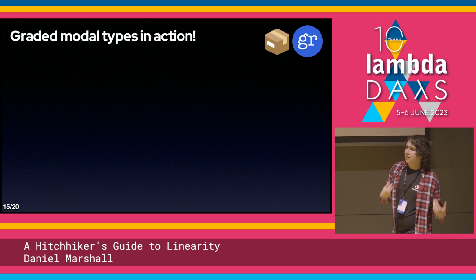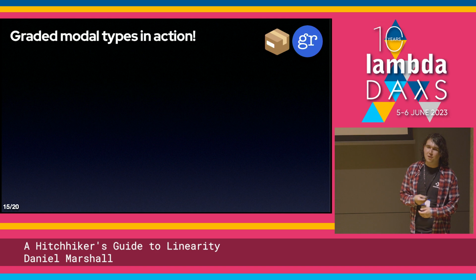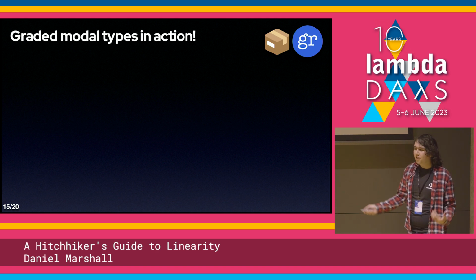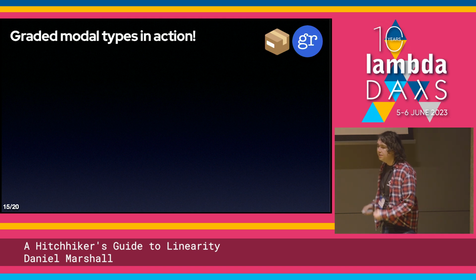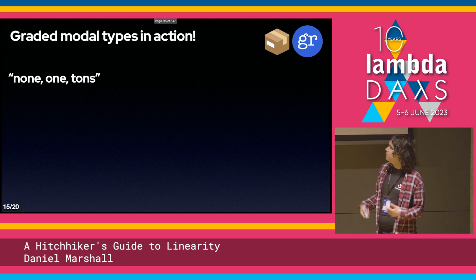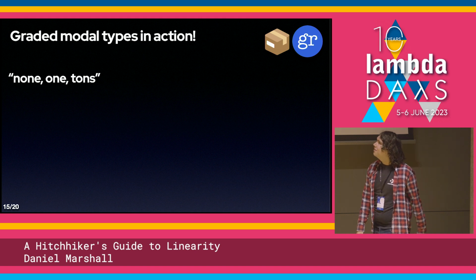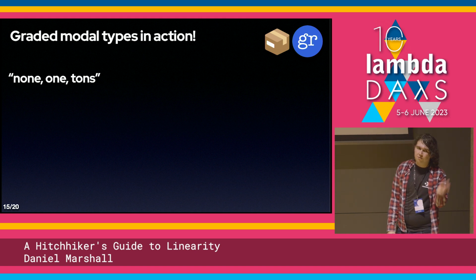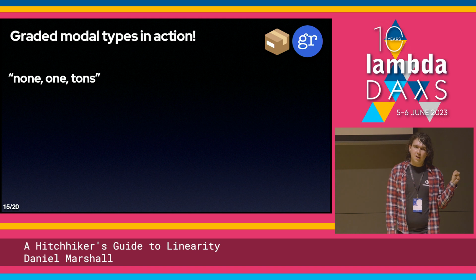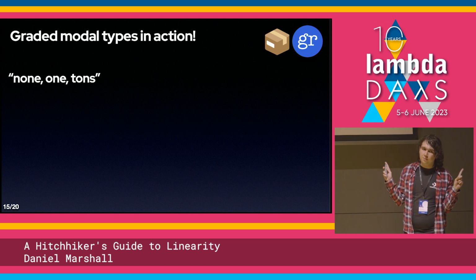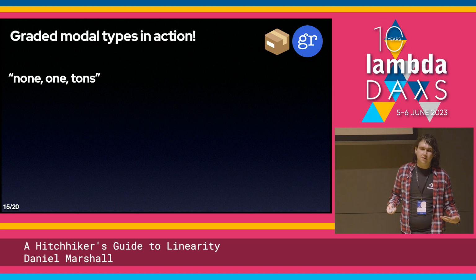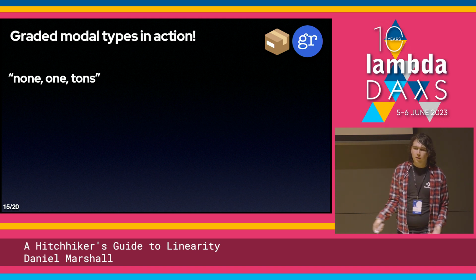The first semiring that is interesting, and it's the semiring that you see in every graded type system, so that includes Granule, but also some others, is this 0, 1, many semiring, which is sometimes called none-one-tons, thanks to Conor McBride. So the way this works is we have 3 grades that we can use. 0, that means this thing is not going to be used at all. 1, that means this thing is going to be used exactly 1 time, so it's linear. And many, which means this thing could be used any amount of times.